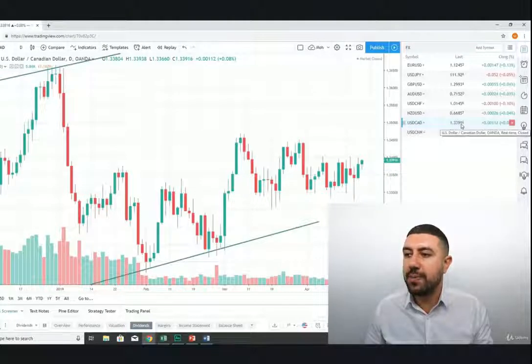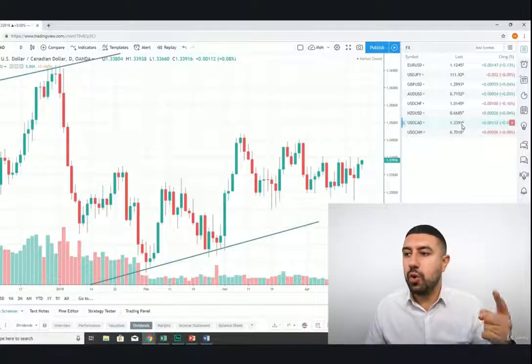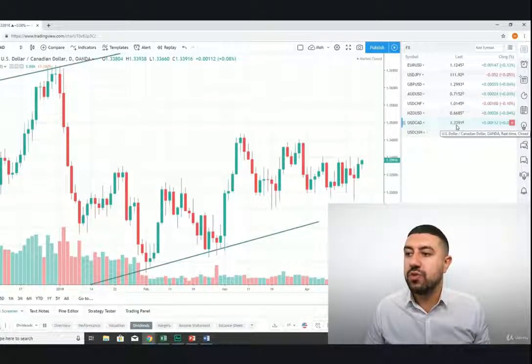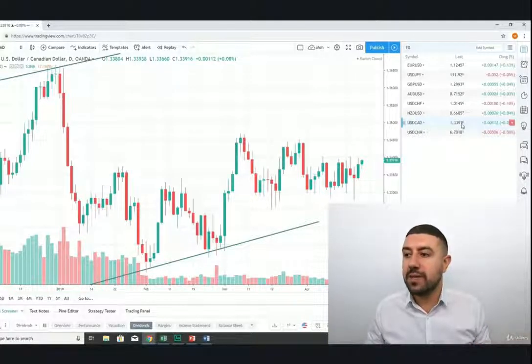So this one here is a pip. If it goes from 1.3391 to 1.3392, then it went up by 1 pip. If it goes from 1.3391 down to 1.3381, then it went down by 10 pips, right? Because this one here is 1 pip.